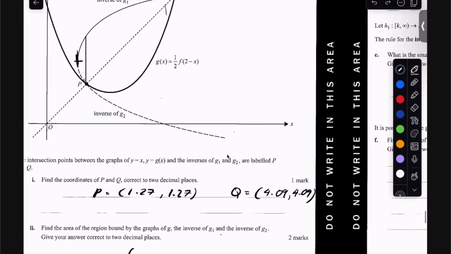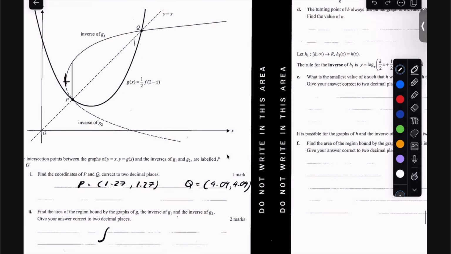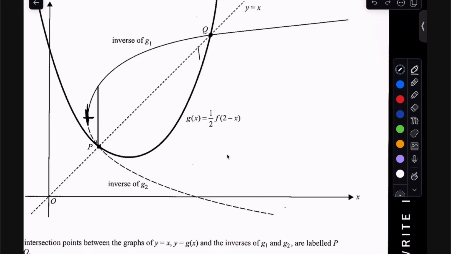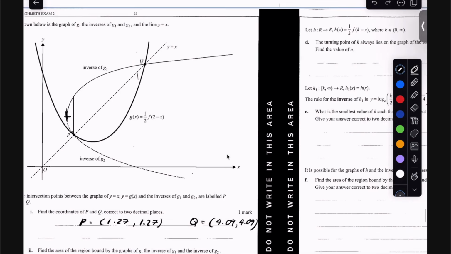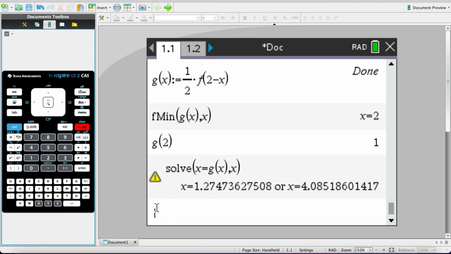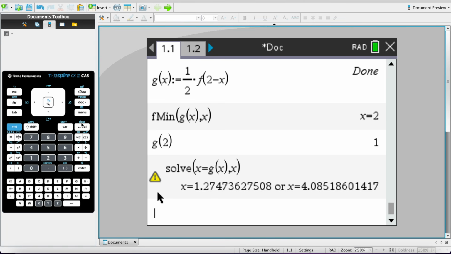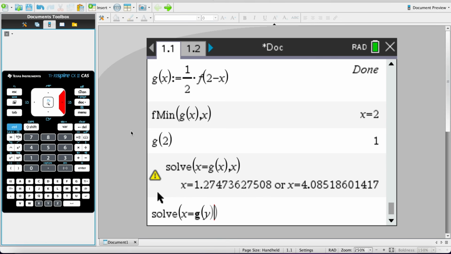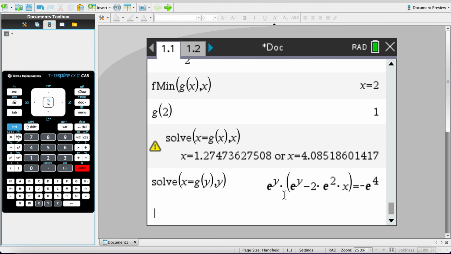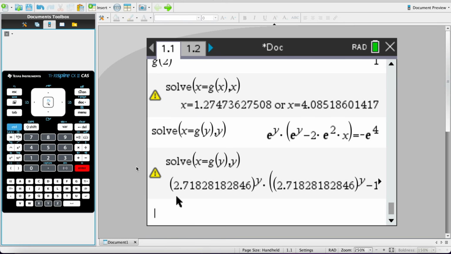So I'm not sure if the CAS will find the inverse. Let's see. So menu 3(1), x is equal to g of y, comma y. No, it doesn't want to do that. So even approximated? No.